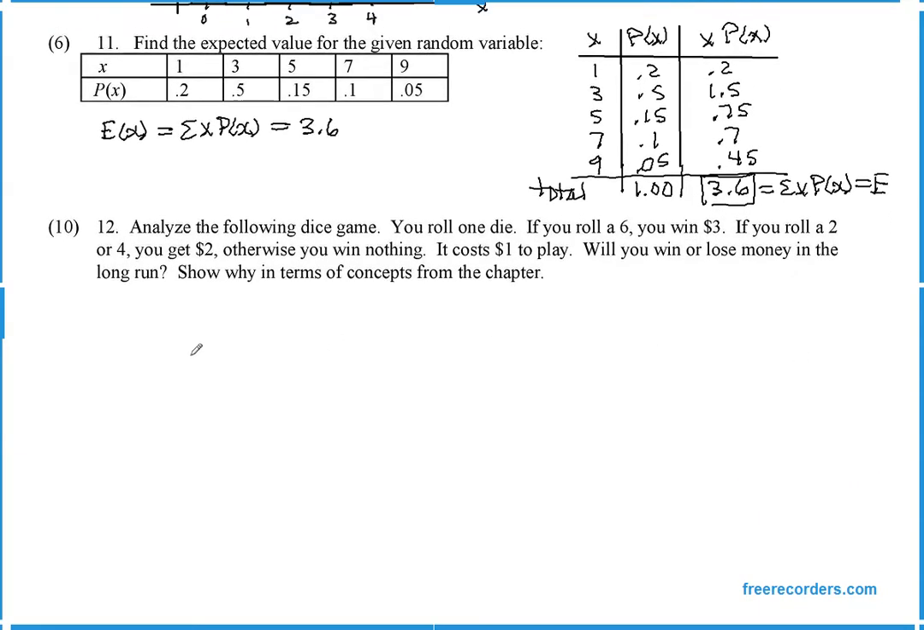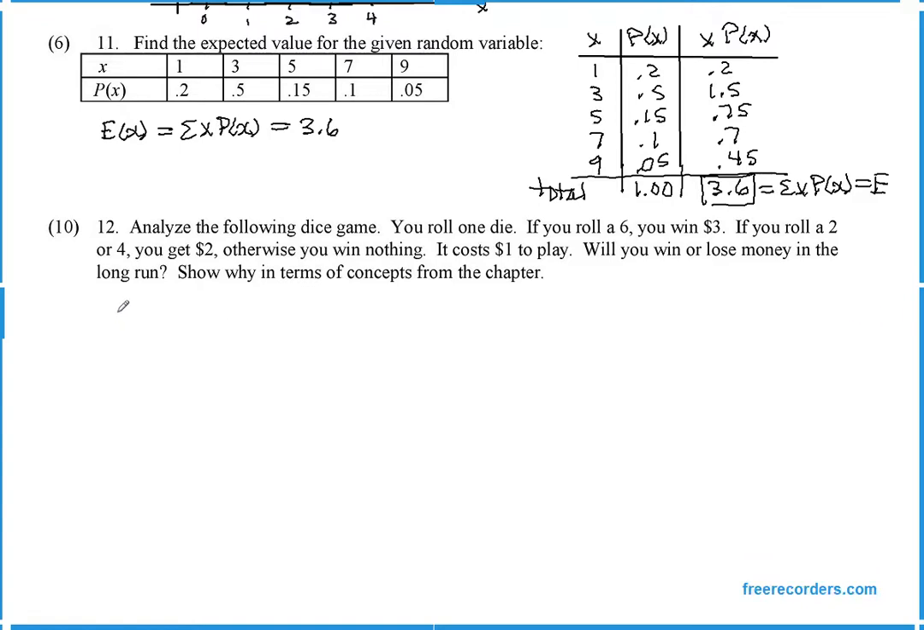And then in the last question, we're analyzing a dice game here. You roll 1 die. If you roll a 6, you win $3. If you roll a 2 or a 4, you get $2, and otherwise you win nothing. It costs $1 to play. Will you win money or lose money in the long run? Show why in terms of concepts from the chapter. So this is just an expected value problem.